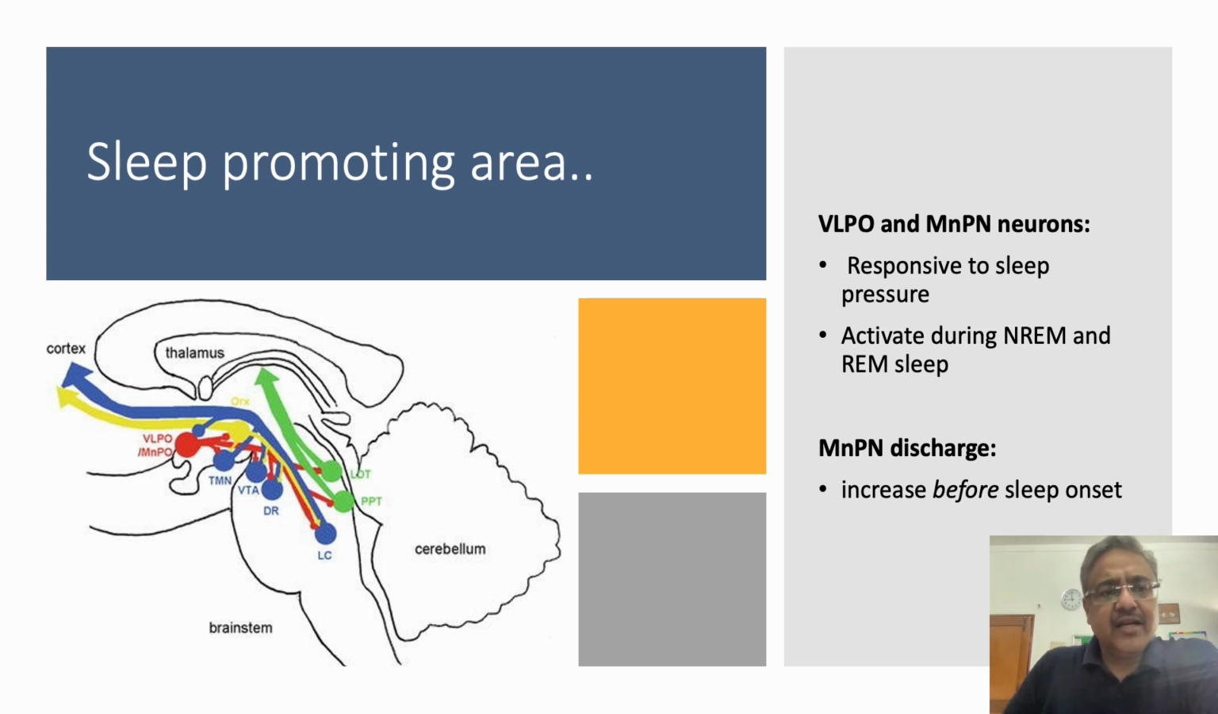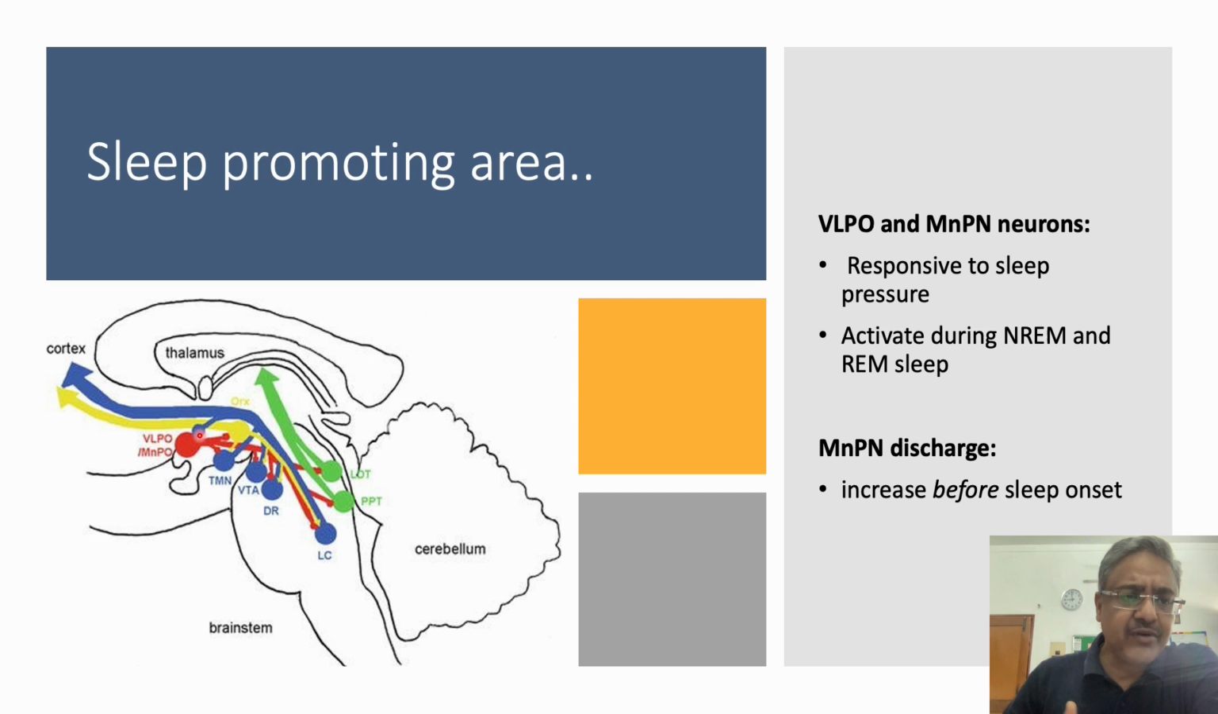Now first we look at the sleep promoting areas. We have two different nuclei in the preoptic area: the ventrolateral preoptic area and the median preoptic area. As we have already discussed, these two nuclei send inhibitory signals to the neurons of the ascending reticular activating system, and these neurons are responsive to sleep pressure.